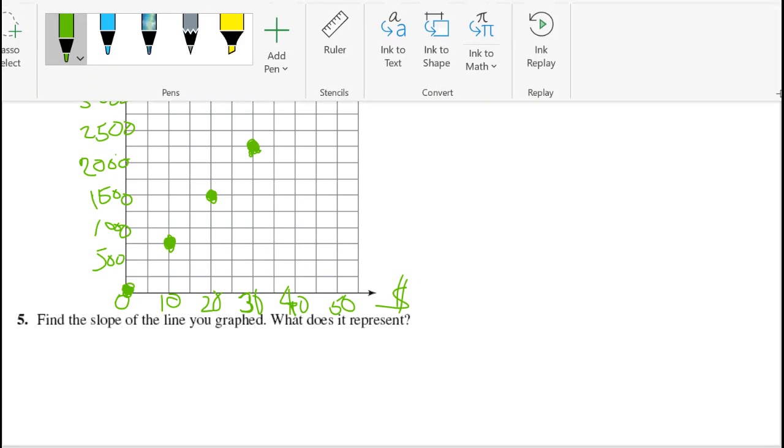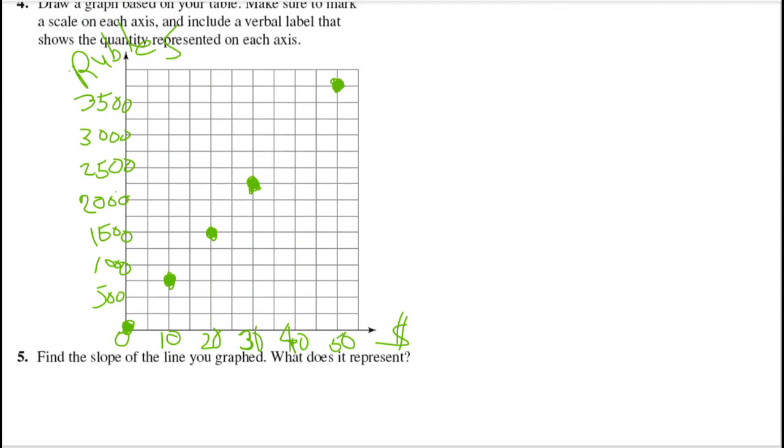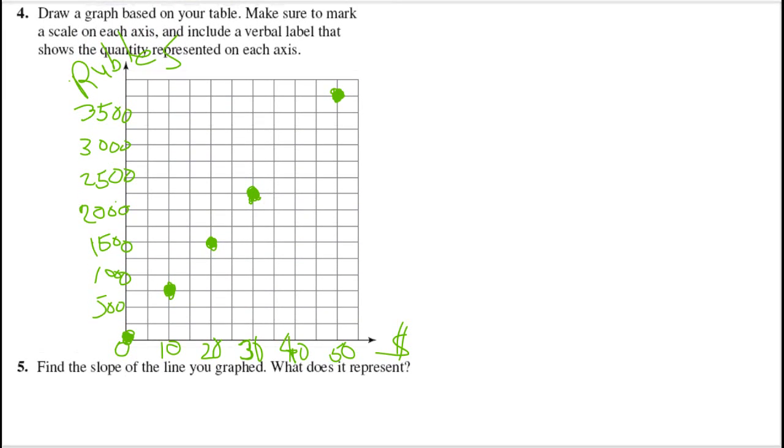I think that's what we needed to do for question 4. Make sure you mark the scale on each axis, include a verbal label that shows the quantities, and quantity represented on each axis. So we've got dollars on the x-axis, the dollar axis, and we've got rubles on the ruble axis. Okay. And we've got our scale. Okay, so go on to question 5. Find the slope of the line. Once you've done that, restart the video.